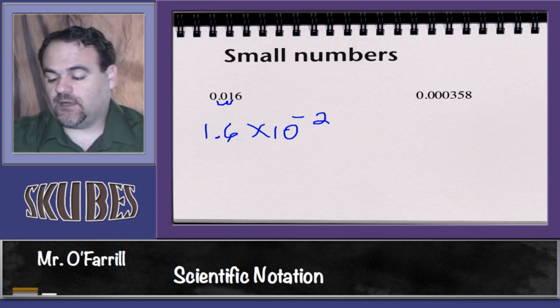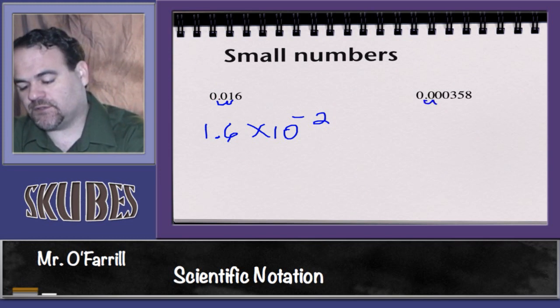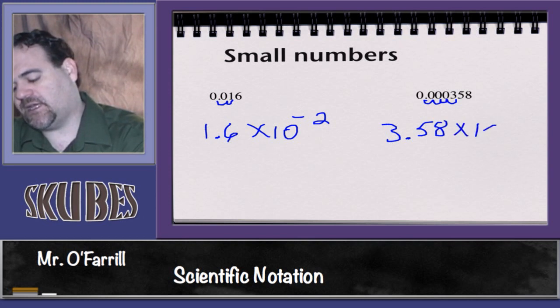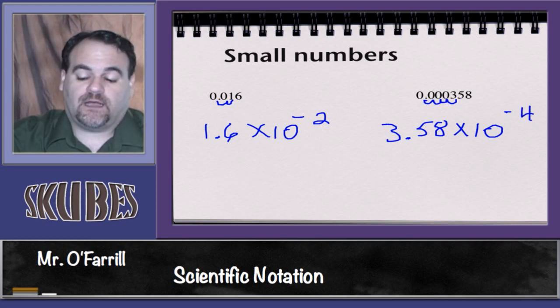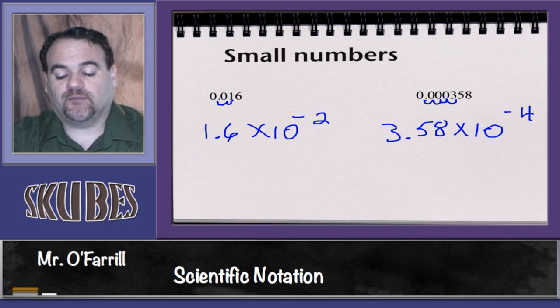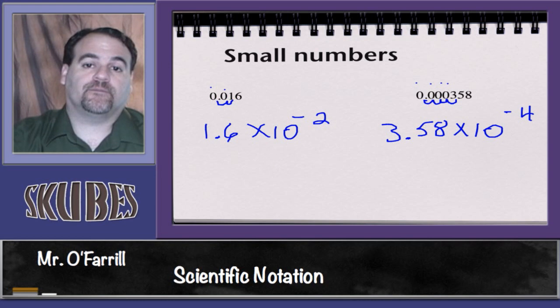And we have another example here. We need to get it to be between 1 and 10. So we're going to do 1, 2, 3, 4 hops. That's 3.58 times 10 to the negative 4th. There were 4 hops and it is smaller. And notice how the number of zeros is the same as our exponent. Because we included the placeholding 0 in front of the decimal, we have 2 of them, our exponent's a -2. We had 4 zeros, the exponent is -4.